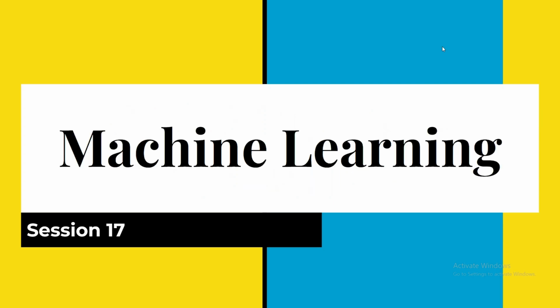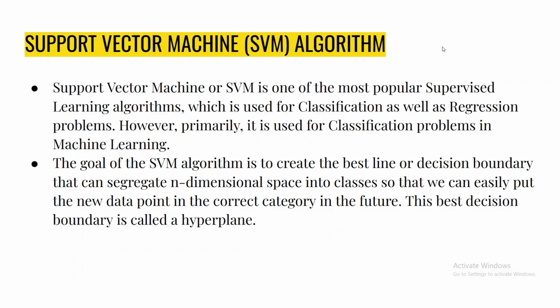Today we'll learn Machine Learning Session 17. We'll see about the Support Vector Machine algorithm. Support vector machine, or SVM, is one of the most popular supervised learning algorithms, which is used for classification as well as regression problems. However, primarily it is used for classification problems in machine learning.